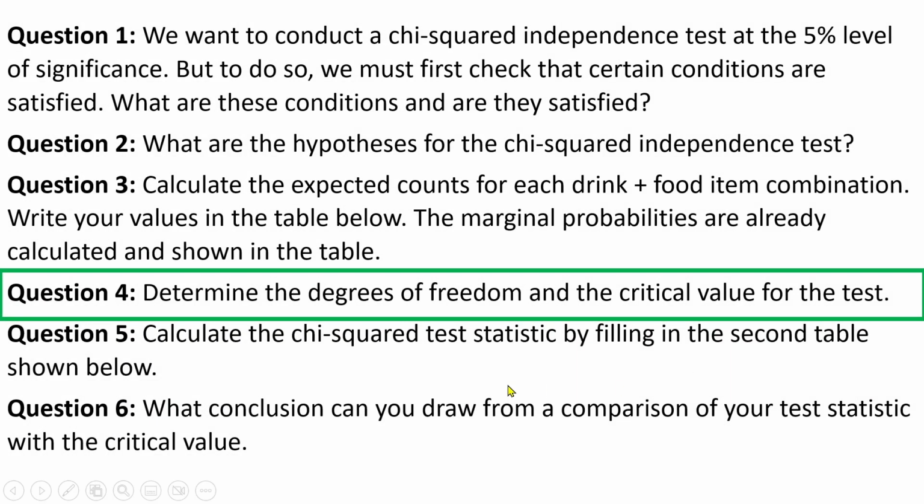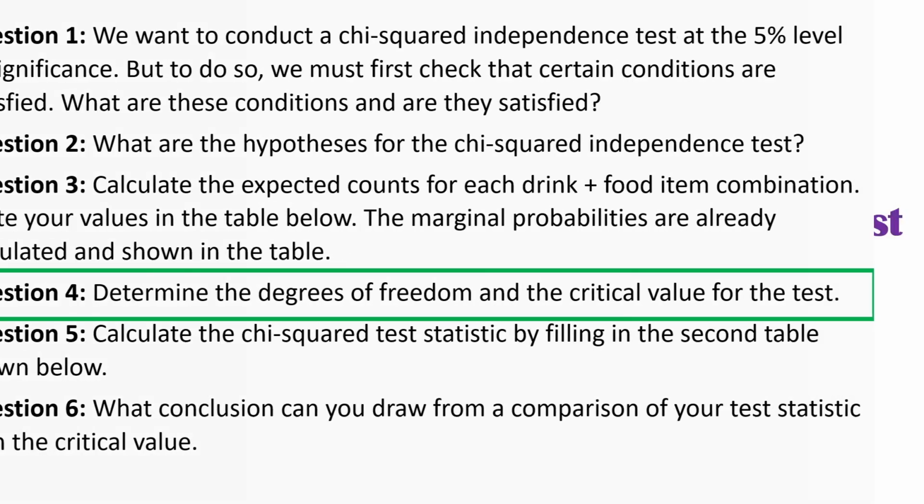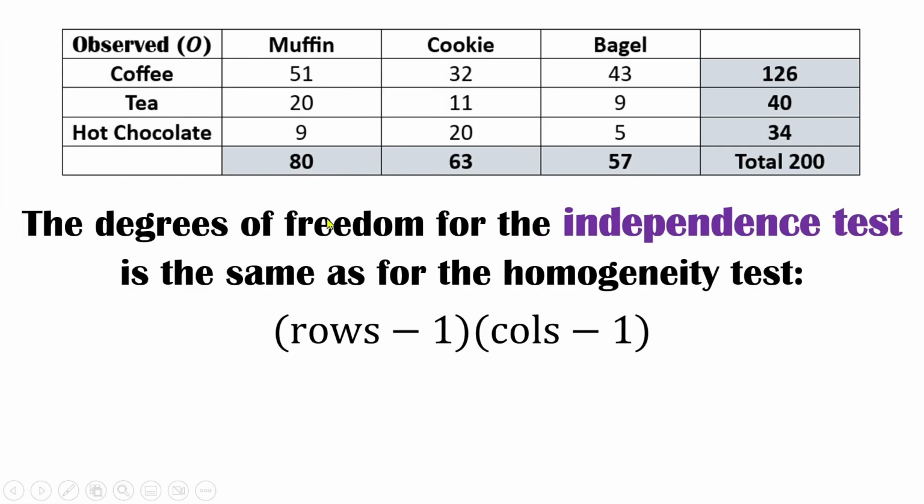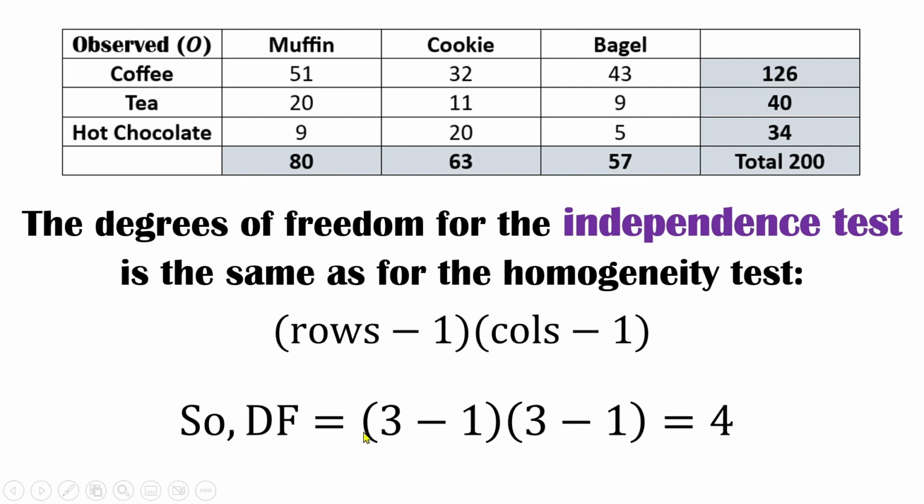Fourth question, determine the degrees of freedom and the critical value for our chi-squared test. That's easy enough. Whenever you see a contingency table, the degrees of freedom is the number of rows minus 1 times the number of columns minus 1. This is also true for homogeneity tests. We calculate the degrees of freedom in this way. So in this case, 3 rows minus 1 times 3 columns minus 1 gives us 4 degrees of freedom.